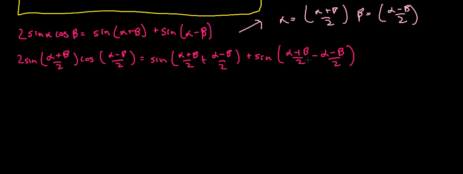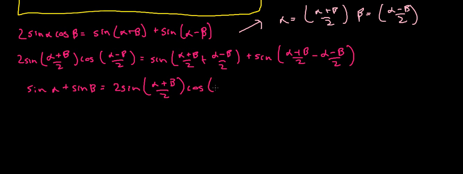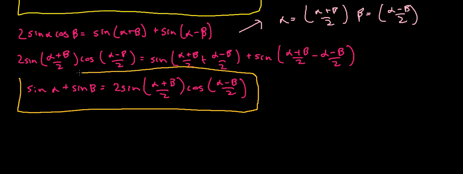Betas are eliminated here, alphas are eliminated over here. So this is sine alpha, sine beta. This is for sine, at least the sum of sine.